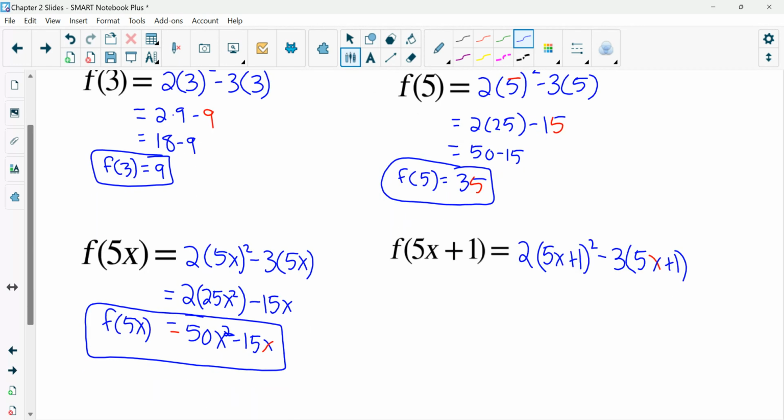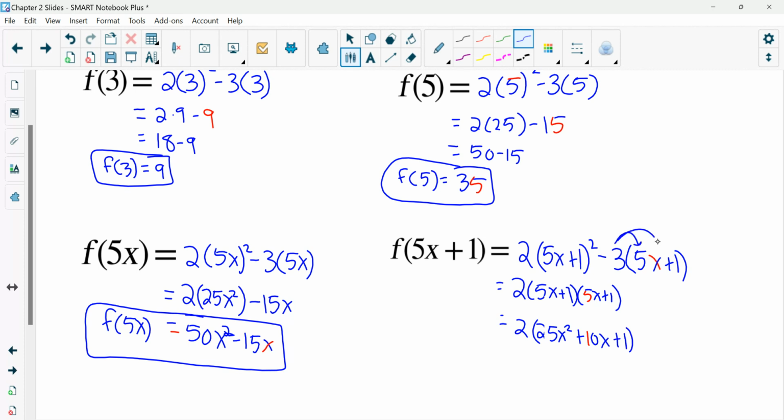You're either going to have to write it twice, which you can if you'd like, or you can do your square the first, double the product, square the last. I'm going to do that one. So if I square 5x, I get 25x squared. I multiply 5x and 1 together, get 5x, and I double that to get 10x. And I square the last, which is 1.